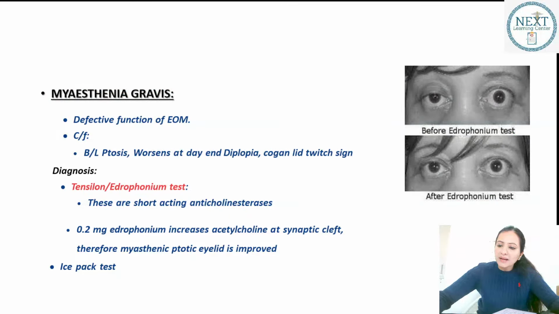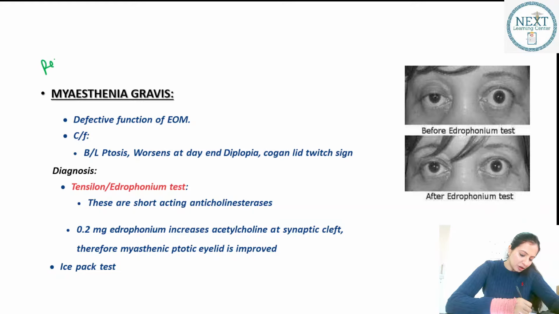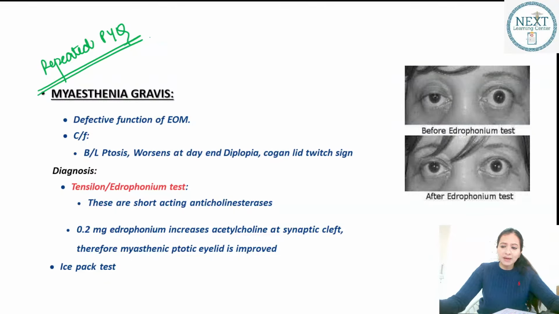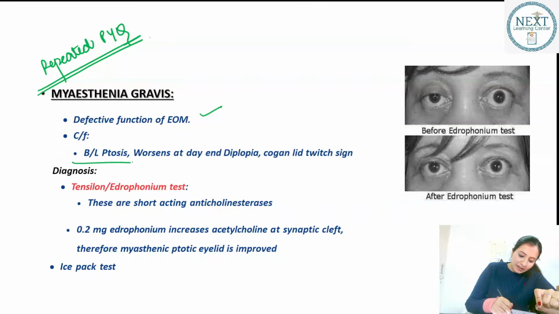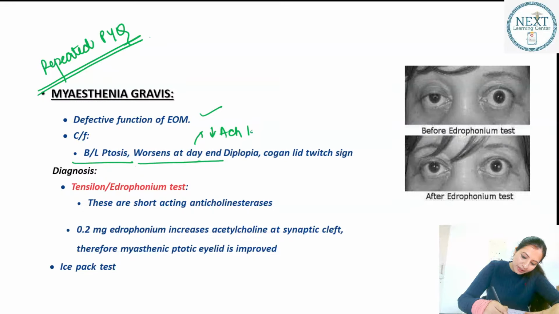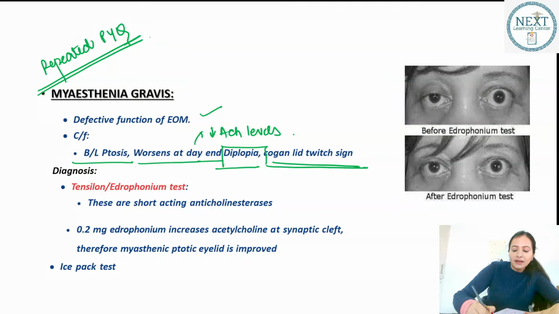Now moving on to myasthenia gravis. This has been a repeated PYQ. So what happens in myasthenia gravis? There is a defective function of the extraocular muscles. So what is the patient going to get? Bilateral ptosis that will worsen at the end of the day. Why will it worsen? Because of decrease in the acetylcholine levels. Because of this, the patient is going to get diplopia, and it is characterized by Cogan lid twitch sign.